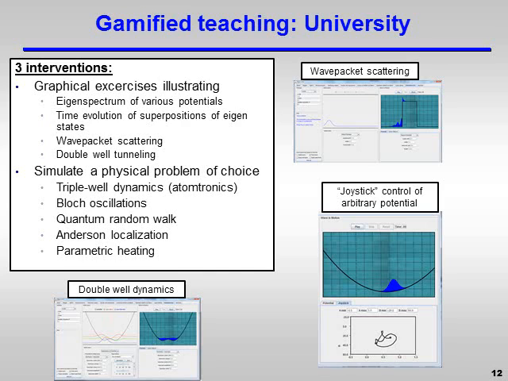And we've asked some students and also some researchers to spend a little bit of time programming their problem of choice, and it was very interesting to see what came out. Some people simulated triple well dynamics, Bloch oscillations, quantum random walks, Anderson localization, parametric heating. And in defining these potentials, you can also define control parameters, and then you have this joystick-like control, which actually allows you to transform your illustration into a game that can be saved.